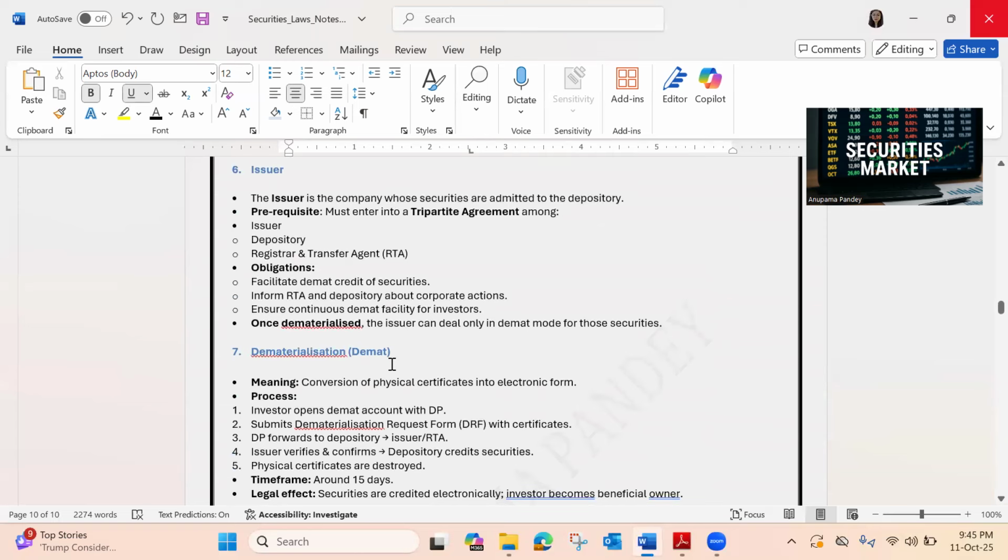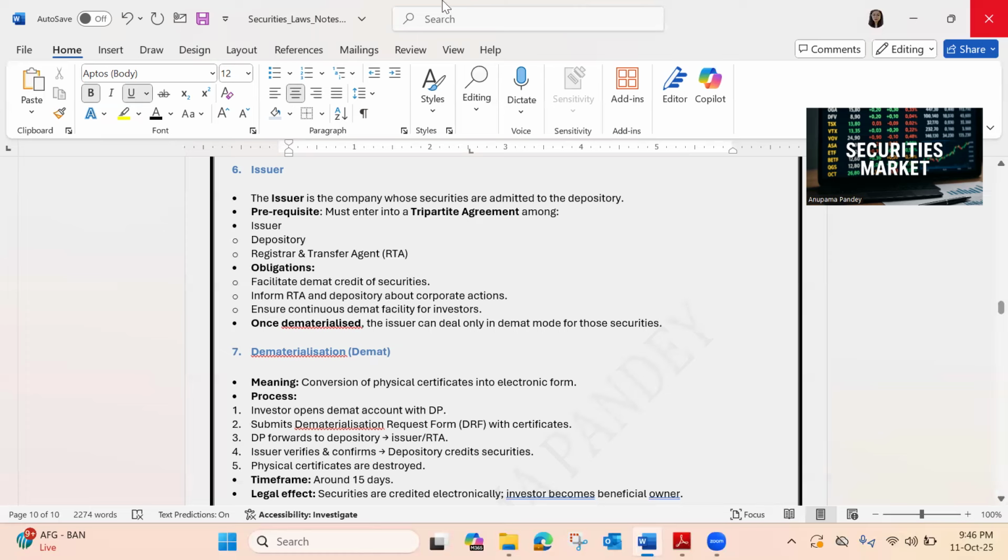Our sixth topic is issuer. We have already covered depository participant. Now the third person in our structure is the issuer itself. So the issuer is the company whose securities are admitted to the depository. What is the prerequisite? A company must enter a tripartite agreement which is to be done among issuer, depository and the RTA, registrar and share transfer agent. So what all are the obligations? Obligation is to facilitate demat credit of securities, inform RTA and depository about the corporate actions being undertaken in the company, ensure continuous demat facility for investors, and once shares are dematerialized, the issuer can deal only in demat mode for those securities.